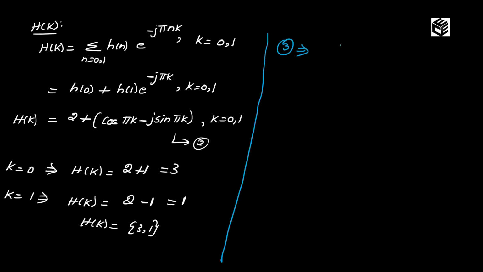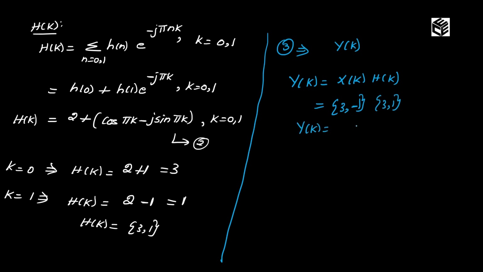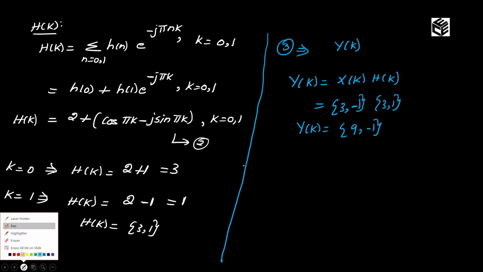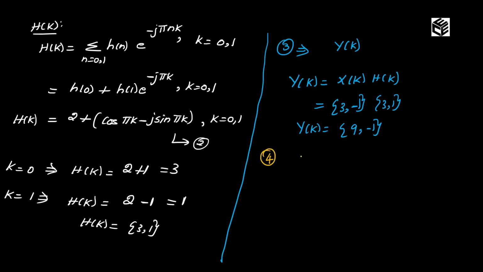What is step 3? Step 3 is to calculate y of k. How can you calculate y of k? Y of k is equal to x of k into h of k. Right. We know the value of x of k is 3, minus 1 and h of k is 3, 1. On multiplying these two, we will get the answer as 9, minus 1. So we have calculated y of k. Right. What is our next step? Next step is, our fourth step is to calculate y of n using IDFT formula.